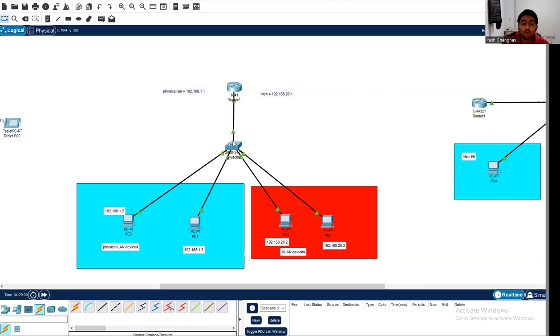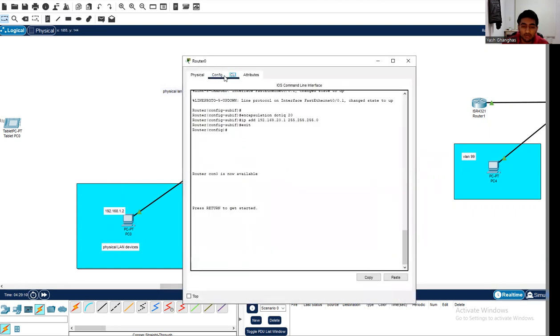So I configured the routers and switches, all of them, which are present in my report that I have provided. All the screenshots are provided. I have configured the router through the command line, encapsulation, all of these things.